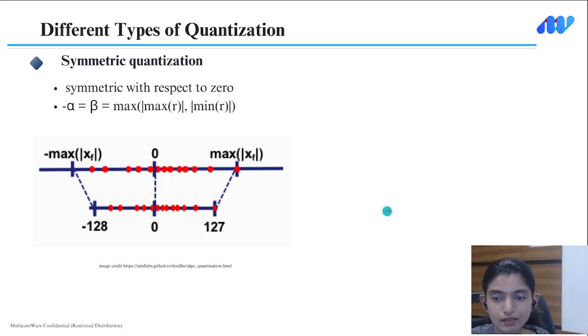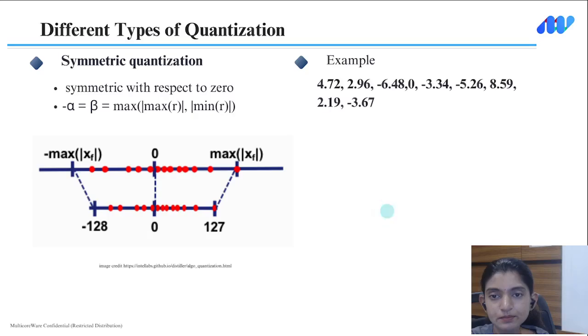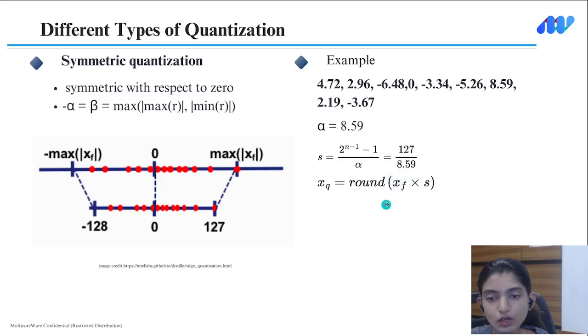Let's see an example here. Given these data points, we will find alpha being 8.59, which is the maximum absolute value. Next, we will calculate the scale factor. Since it's normalized around 0, it is 127 divided by 8.59. To achieve the quantized value, we have to multiply our inputs with the scale factor and round off. This is what our final data points will be.